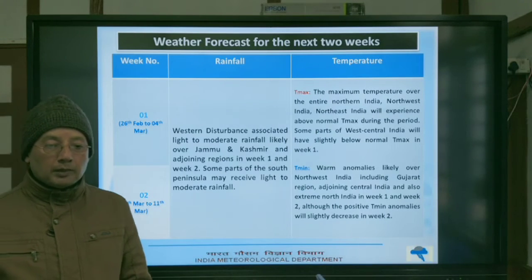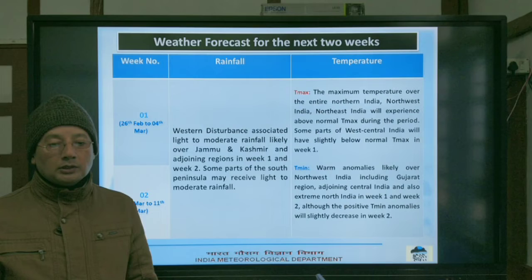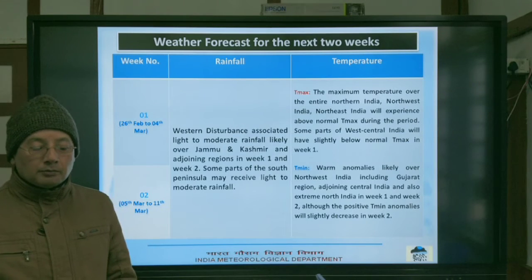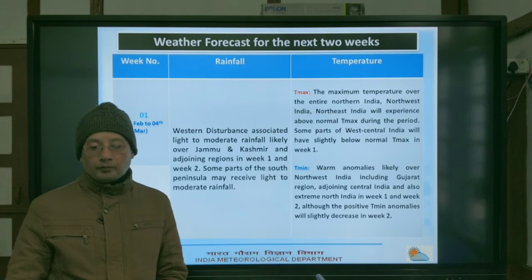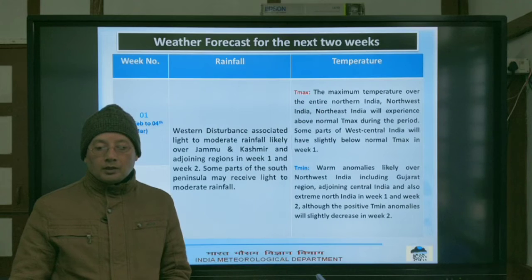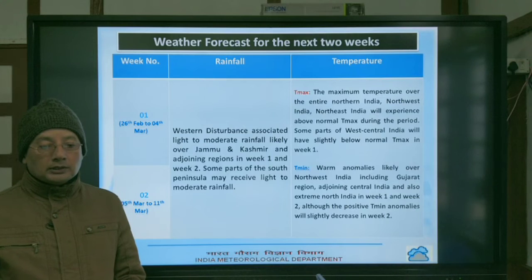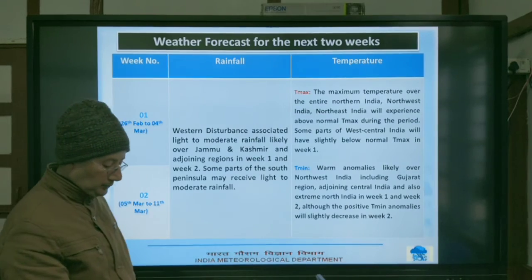Then we come to the temperature part. Maximum temperature. The maximum temperature over the entire northern India, northwest India, northeast India will experience above normal maximum temperature during the period. Some parts of west central India will have slightly below normal maximum temperature in week 1. Then minimum temperature. Warm anomalies likely over northwest India including Gujarat region, adjoining central India and also extreme north India in week 1 and week 2. Although the positive minimum temperature anomalies will slightly decrease in the second week.